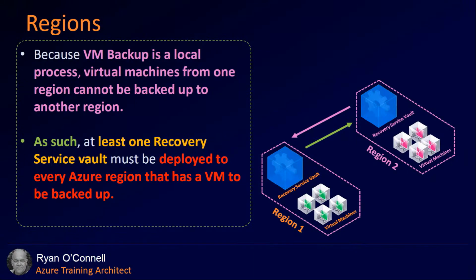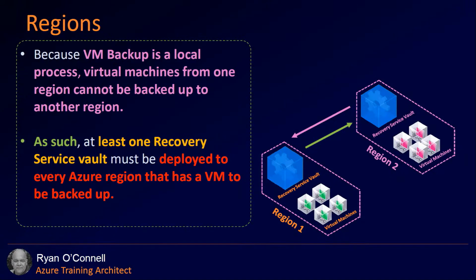Regions. Because a VM is a local process, a virtual machine from one region cannot be backed up to another region. And I'll say that again. Because the VM is a local process, the virtual machine from one region cannot be backed up to another region. As such, at least one Recovery Service Vault must be deployed to every region that has a VM to be backed up.